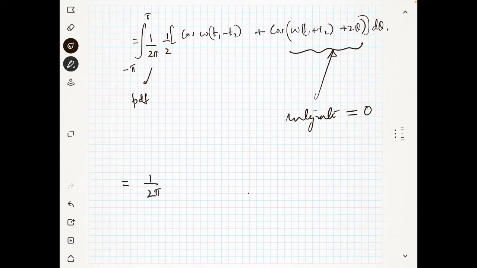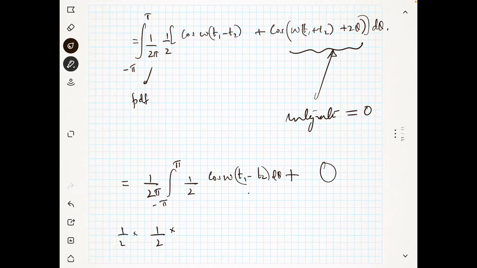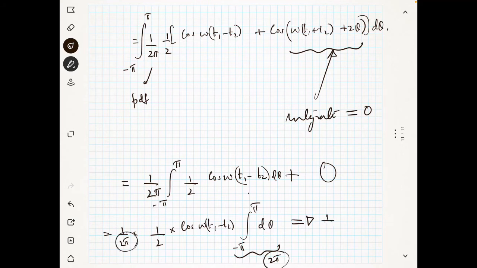1 by 2 pi integral minus pi to pi, half of cosine of omega t1 minus t2. The second integral becomes 0 if you integrate it. And you know this is d theta, there is no term in theta here, so the integration will be 1 by 2 pi into cosine of omega t1 minus t2, this is a constant, integral d theta from minus pi to pi. This term you will get as 2 pi, and there is a 2 pi here, so this will cancel. So finally you will be getting half of cosine of omega into t1 minus t2.